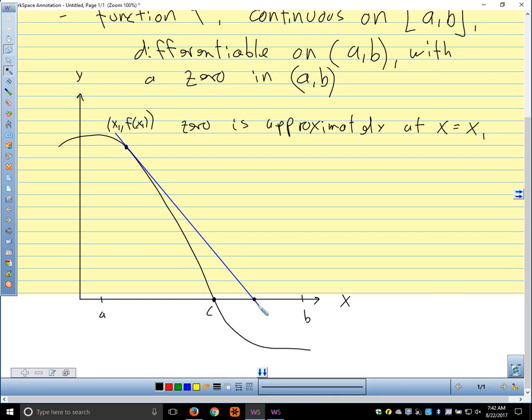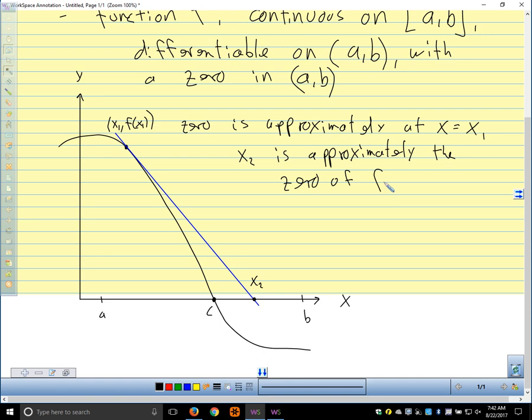And I'm going to call that point x2. I'm going to say x2 is approximately the 0 of f. The tangent line approximates the function, so the 0 of the tangent line is approximately the 0 of the function.